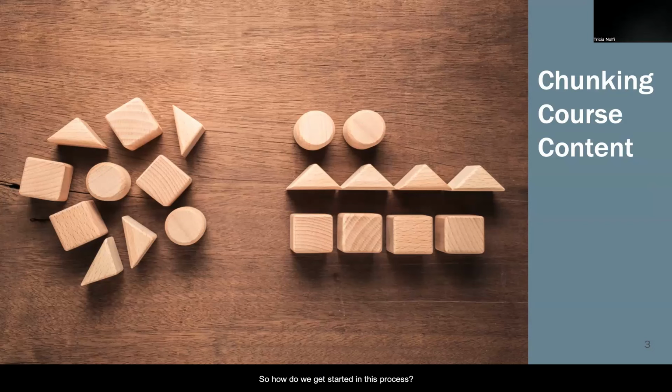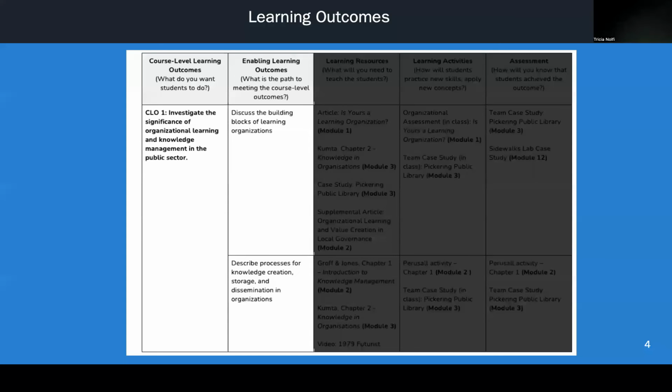So, how do we get started in this process? We start with our learning outcomes that have been articulated on our course map. As an example, for my course, I want to develop learning experiences to help the students achieve the course and enabling learning outcomes. And these have been identified on my course map. So how do I get started with developing these experiences?